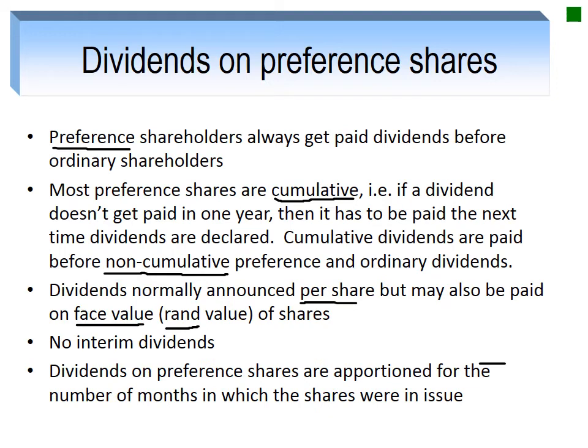Dividends on preference shares are apportioned for the number of months in which the shares were in issue. So if a company only issues preference shares partway during the year and then declares the dividend at the end of the year, the dividend will not get paid for the full period. So if it issued preference shares 3 months into the year and it then declares a dividend 9 months later at the end of the year, then that preference dividend will be apportioned for 9 months, because that is the period of time in which the company had the money available from the shares that it had issued to preference shareholders.